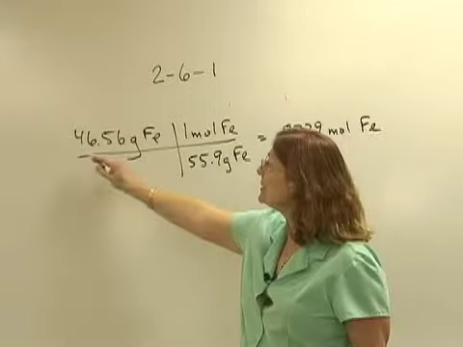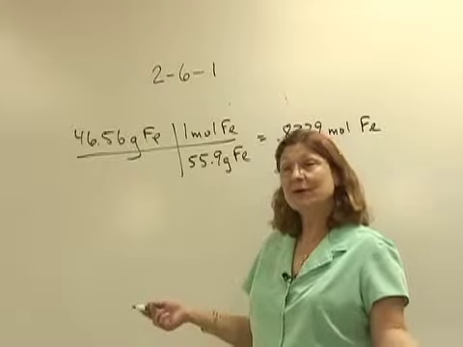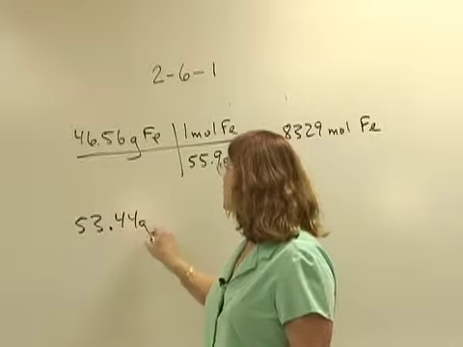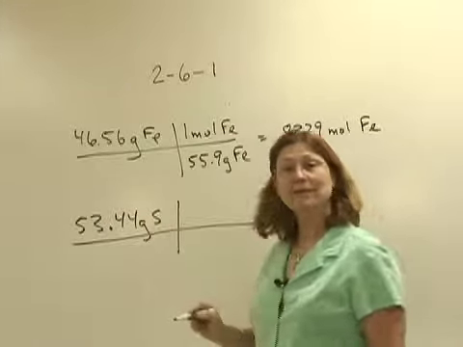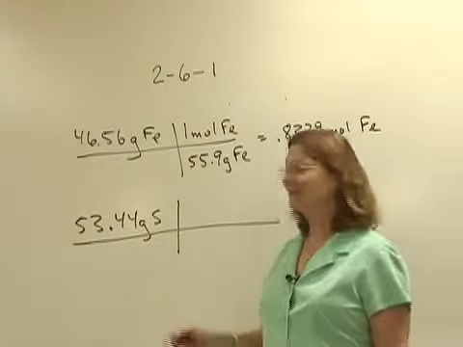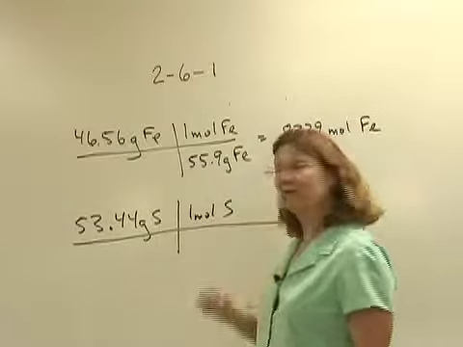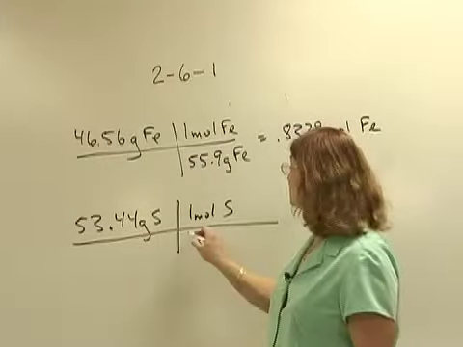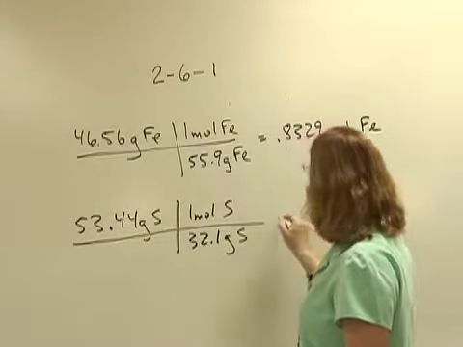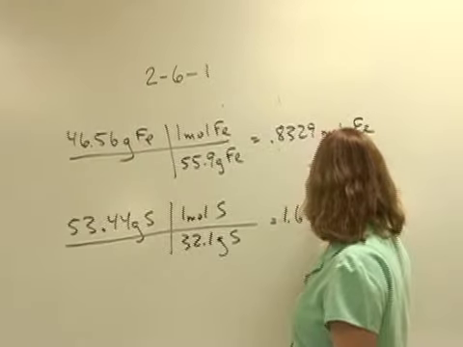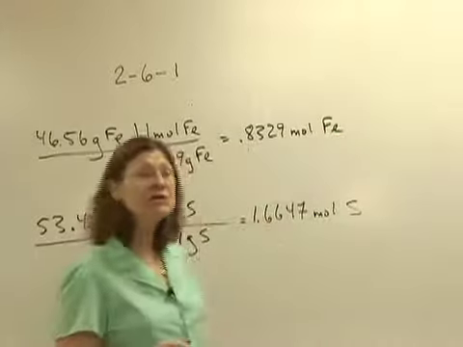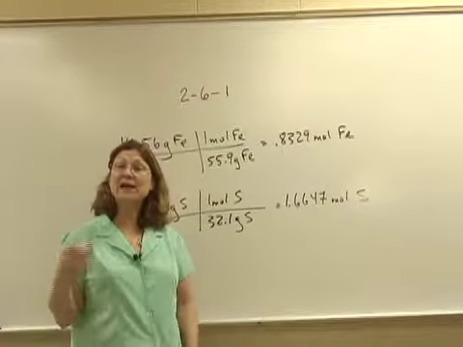When I subtract this percentage from 100, I get the remainder. And therefore, the remainder is 53.44 grams of sulfur in this formula. Again, in order to make comparisons, I have to change things to moles. And 1 mole of sulfur on the periodic chart tells me its mass is 32.1 grams. And when I do the math here, I get 1.6647 moles of sulfur.